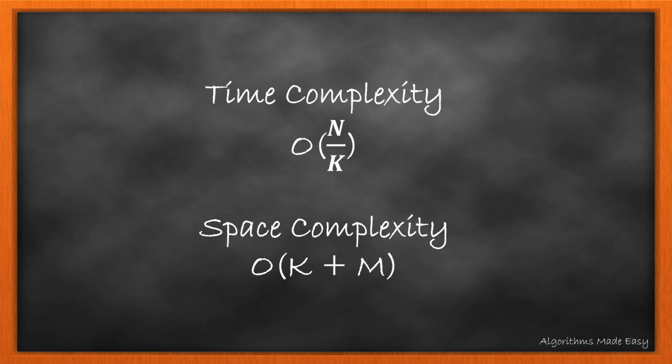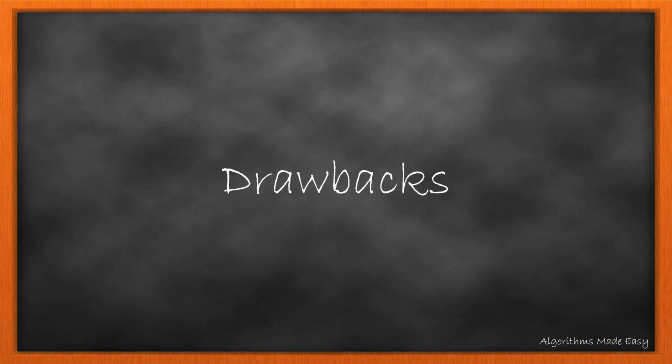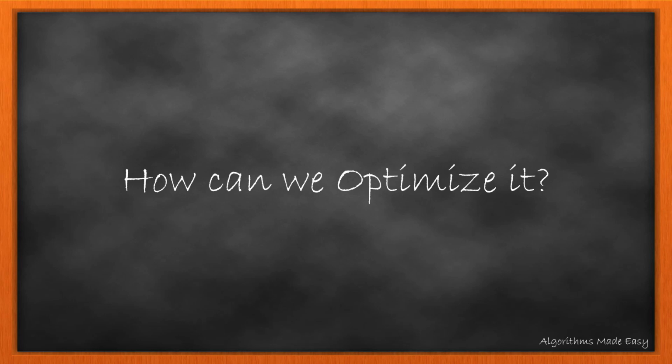Space complexity is O of k plus m, where k is the number of predefined buckets and m is the number of unique values that have been inserted into the hash set. One of the drawbacks of the linked list is that we have to scan the entire linked list in order to verify if the value already exists in the bucket. Now the question arises how we can optimize it.